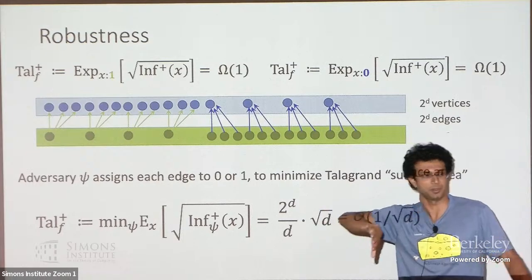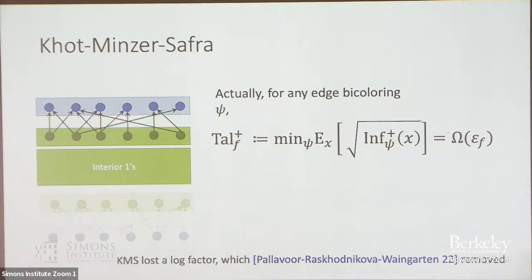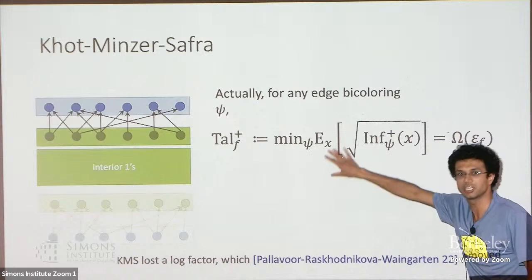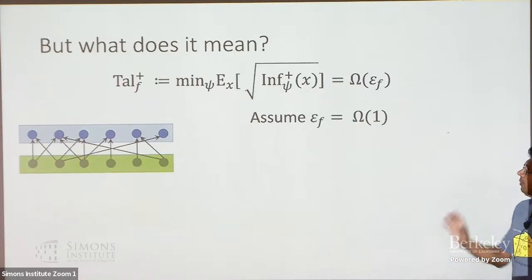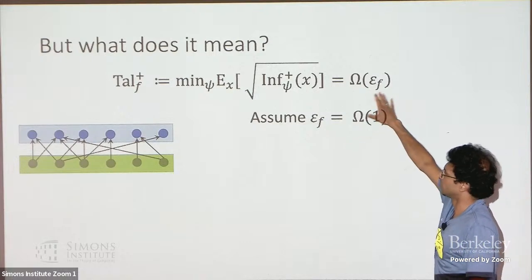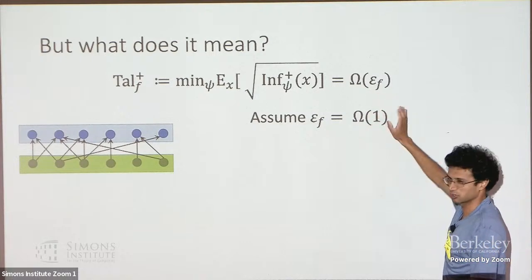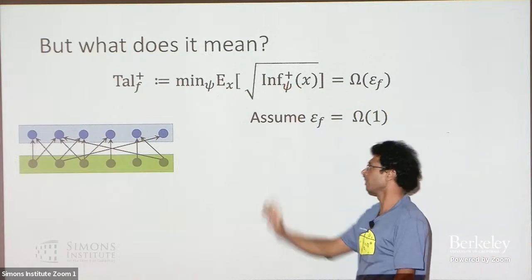To unpack, especially towards the end of the day. But if you got lost there, don't worry. What they prove is this strange inequality, which they call the robust Talagrand inequality. But what it means is something that is really amazing, and this, I promise you will understand. So let's just assume the distance to monotonicity is omega 1. So there's this bizarro objective that they say is at least 1.